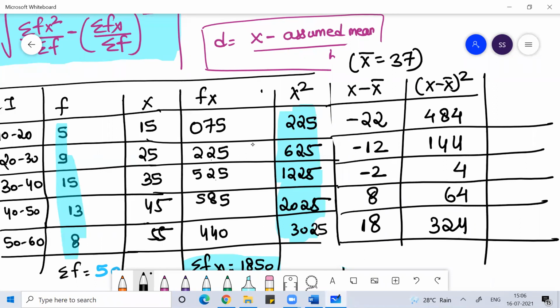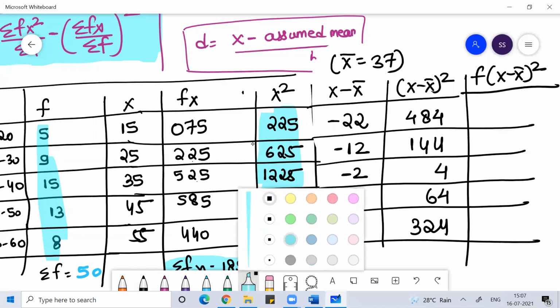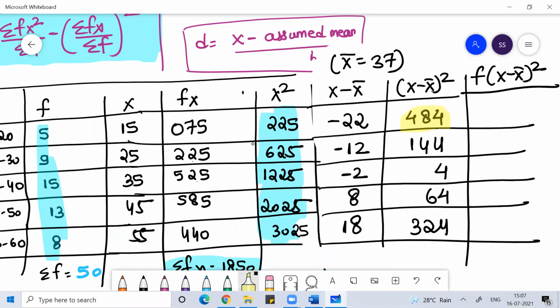So then if you have this value, multiply this value with f. Multiply this x minus x bar square value with f. Okay, so 484 into 5. 484 into 5 is 2420. Then 144 into 9.